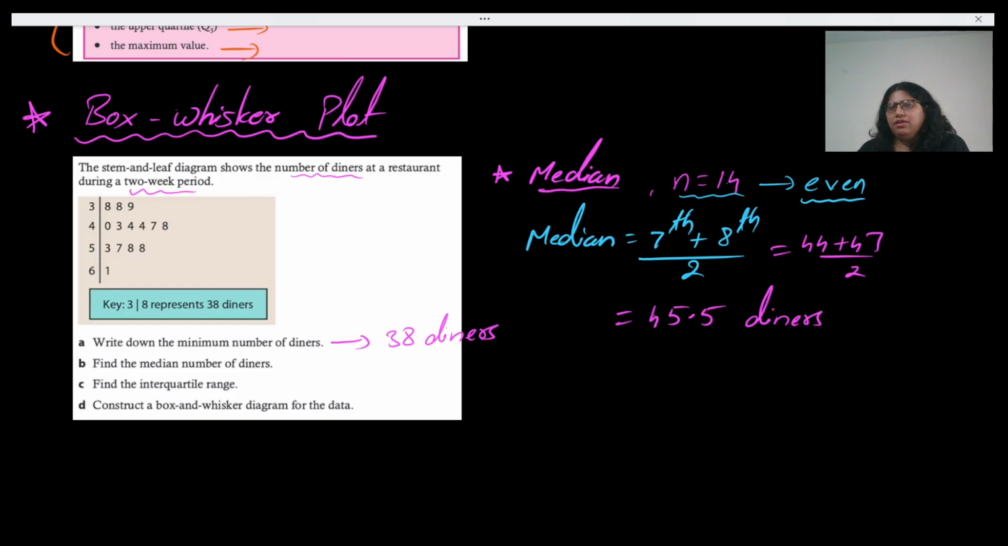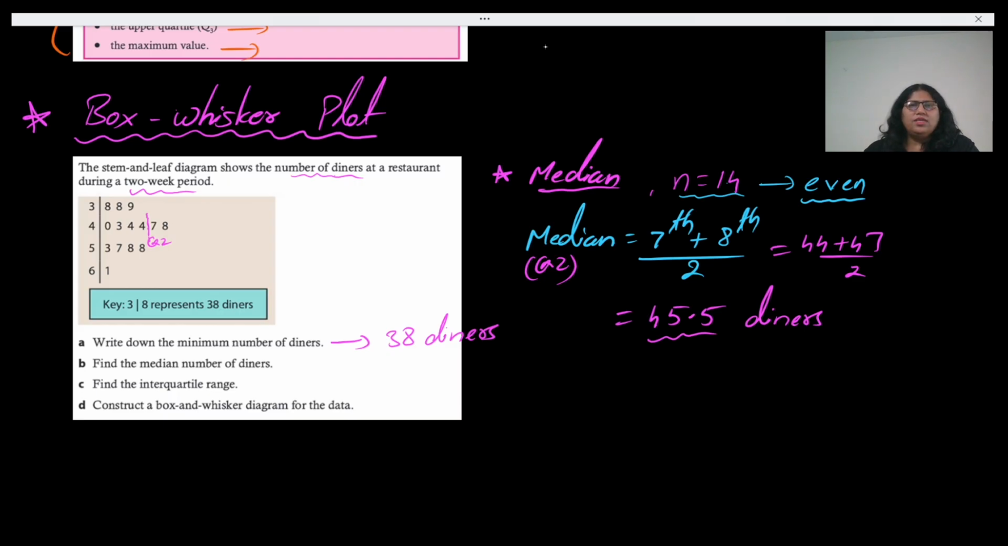Now here we know that we cannot have 45.5 diners, but just for the data we can have it. Where will it fall? Between 45th and 46th, so it's going to fall somewhere in the middle, right? So this is your Q2. Because the median is your second quartile, the middle quartile, it divides the whole data into two parts. So 14 total weeks divided into 7 and 7, correct?